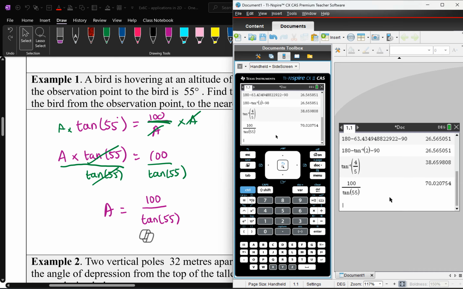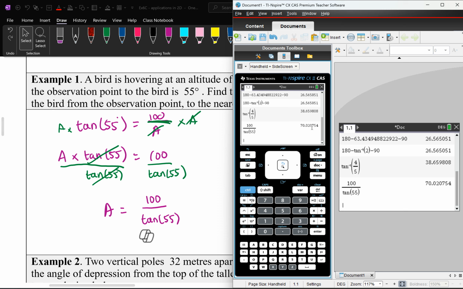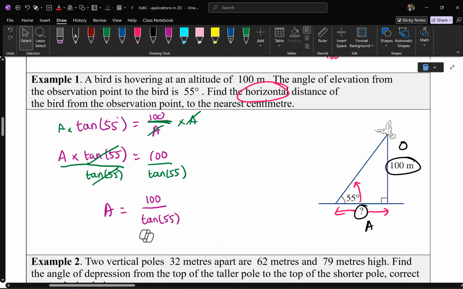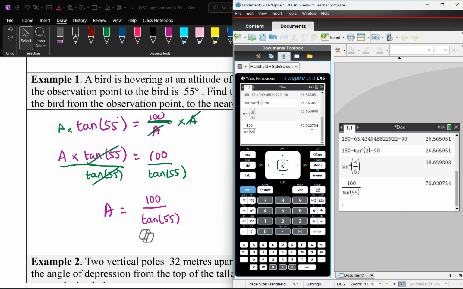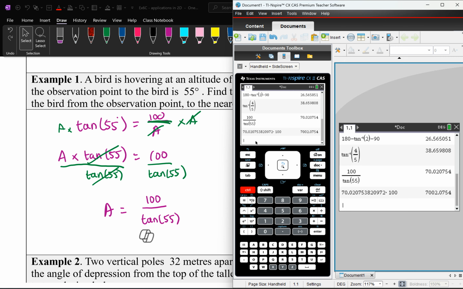Is it in meters? Well, I guess you have to change it to meters and centimeters then. Currently it's 70.02 meters. So that's in meters. Because they asked for the nearest centimeter, I have to times it by 100. Times by 100 in the calculator, I get 7,002.07. So the nearest centimeter must be?